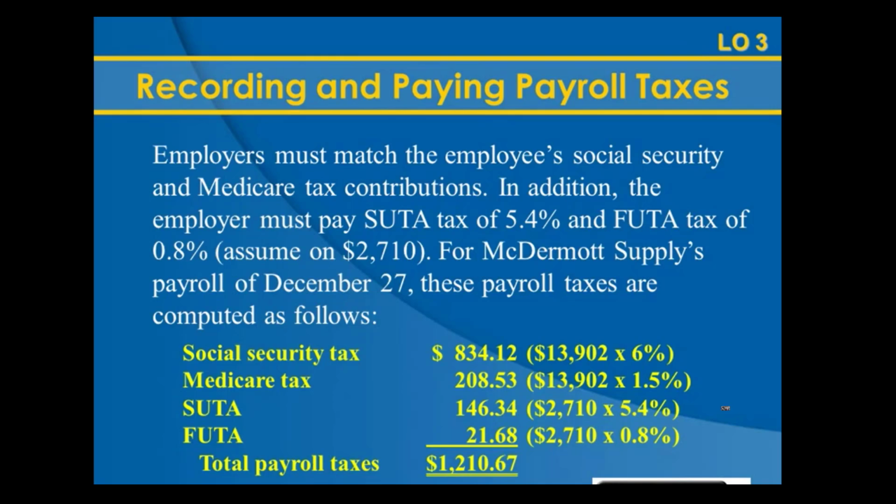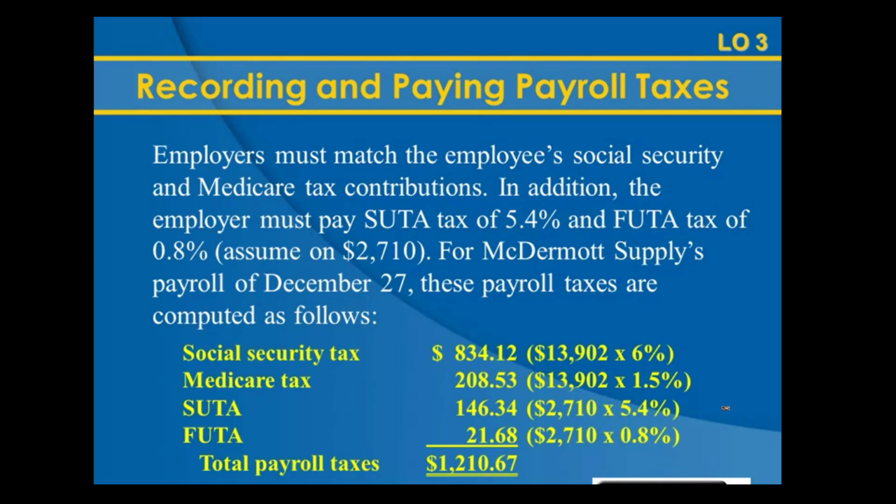In this example, the amount of payroll subject to state and federal unemployment is $2,710. State unemployment is computed as $146.34, $2,710 times 5.4%. Federal unemployment is computed as $21.68, $2,710 times 0.8%.